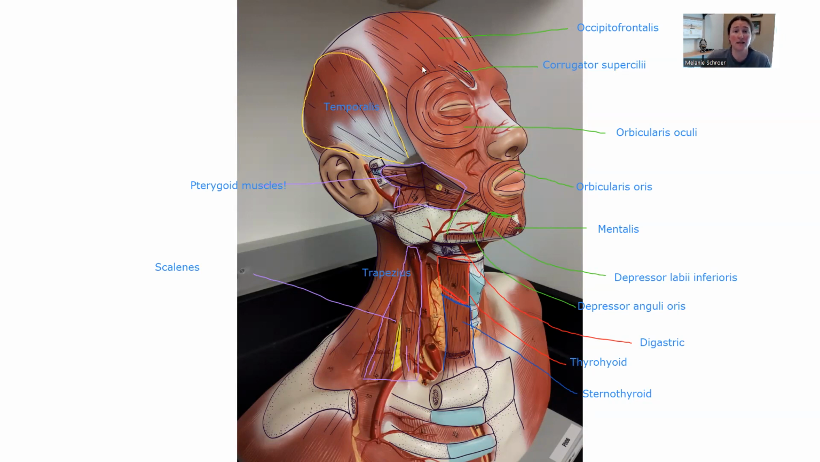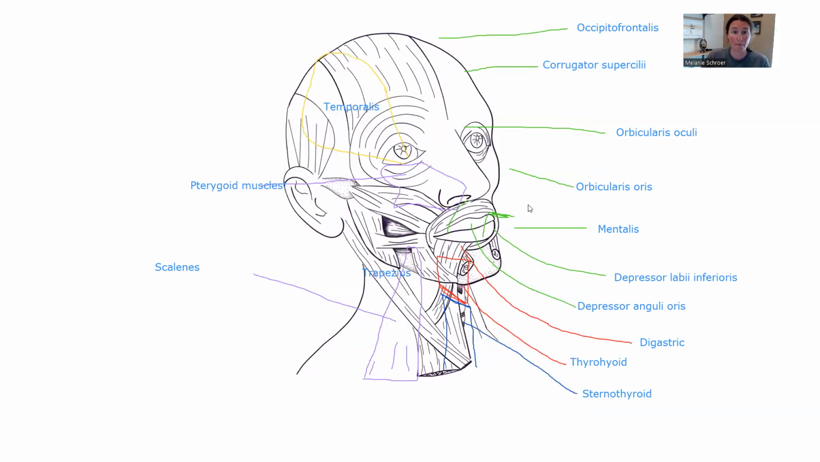So here we can see occipitofrontalis, corrugator supercilii, etc. But what I really want to point out are these muscles, the pterygoid muscles. They can only be seen on the right side because all sorts of other muscles have been removed. Also, this is what those three scalenes look like. We don't have to learn the actions, but you should know that is what the scalenes look like.